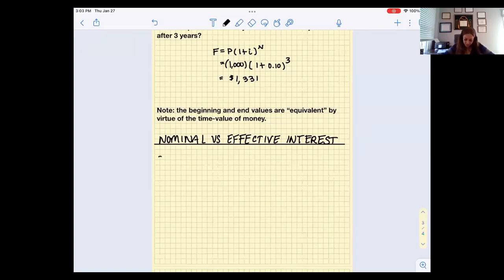So consider an interest period that is divided into multiple compounding periods.